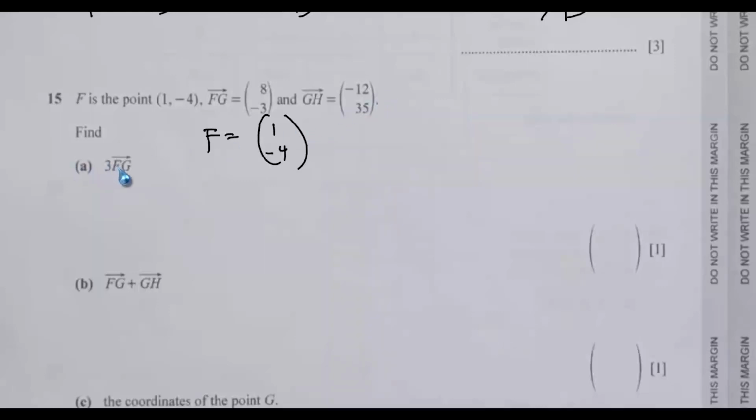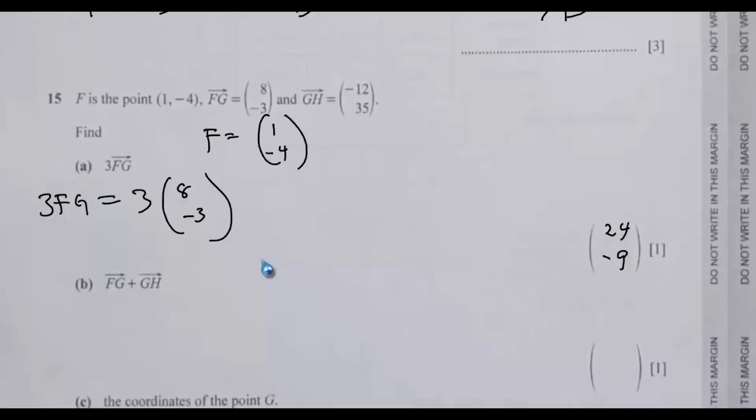So we are asked to find 3FG. So 3FG will be equal to 3 into brackets. FG is giving us 8, -3. So we just have to open the brackets by multiplying by 3. 3 times 8, 24. So I can write 24 here. Then 3 times -3, that will be -9. So that is the answer for that one.